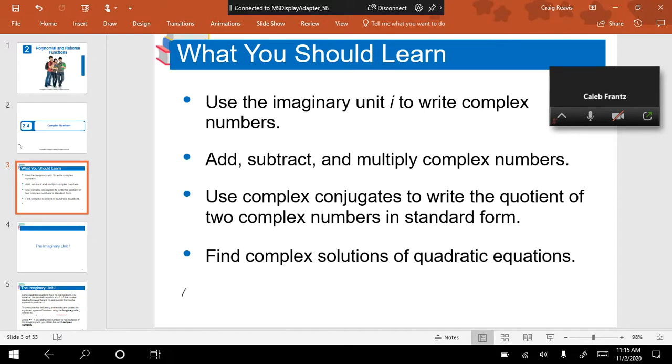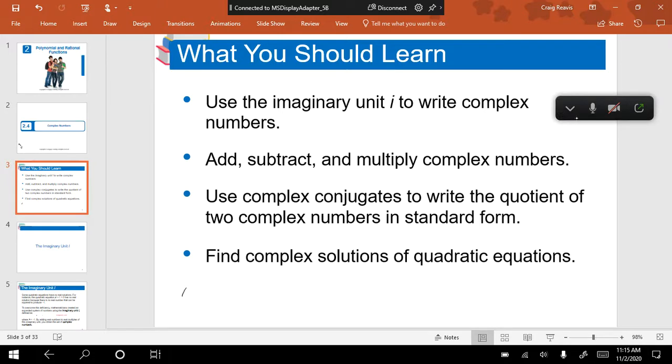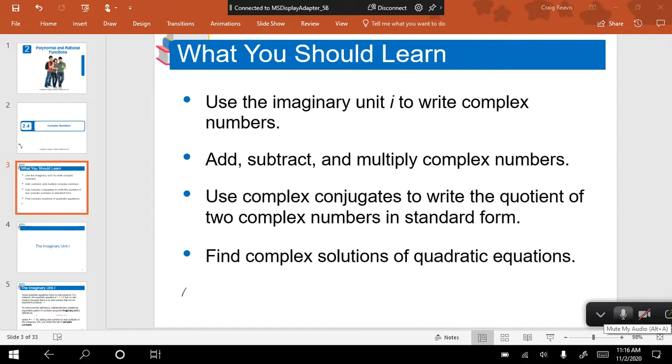We're going to use the imaginary unit I to write complex numbers, add, subtract, and multiply with complex numbers, which these calculators will help us do. We'll sort of show you how to do it by hand, but also the calculator is going to be real easy to do. Use complex conjugates to write the quotient of two complex numbers in standard form and find complex solutions.